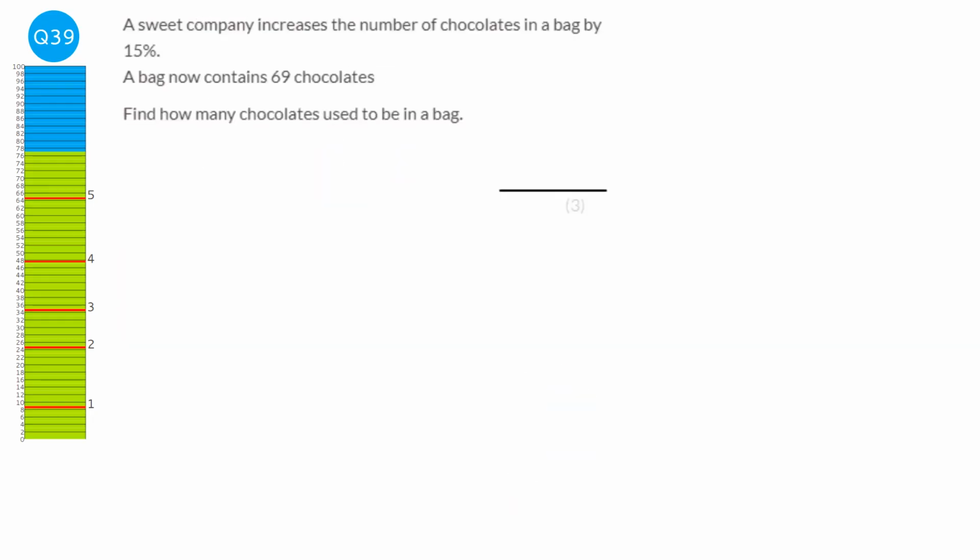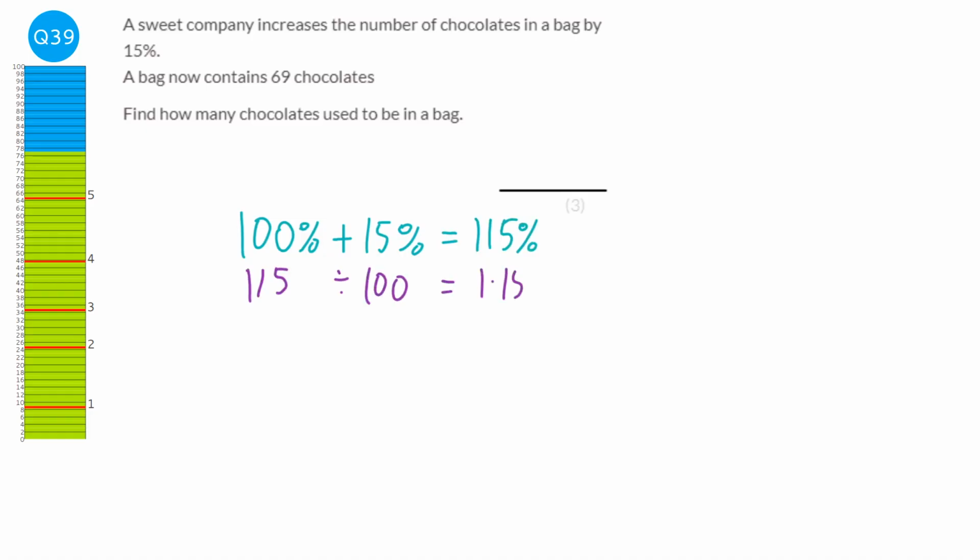So what's happened here is that the company's increased the amount of sweets by 15%. So we're just going to focus on that and work out what the multiplier would be first. They started off with 100%, and they added 15%, and then therefore they ended up with 115%. And to find that as a multiplier, we get the 115 and divide it by 100, and that gives us 1.15. So that is the multiplier they used.